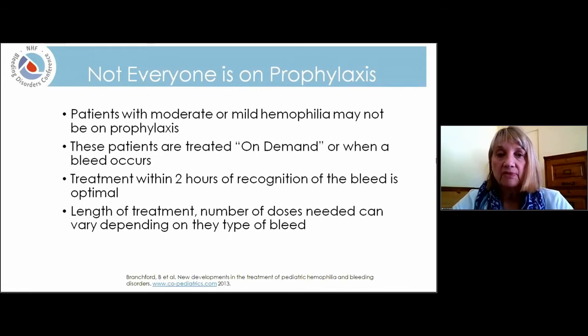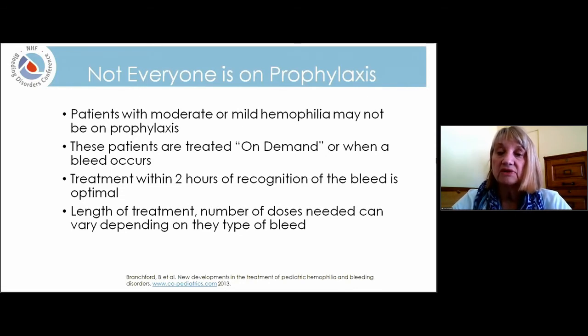Not everyone is on prophylaxis. Patients with moderate or mild hemophilia may be on prophylaxis, but not all are on prophylaxis. And our women who are affected with mild hemophilia may also not be on prophylaxis. These patients are considered to be treated on demand, or when a bleeding episode occurs. We encourage patients to get treatment within 2 hours of the recognition of a bleed.